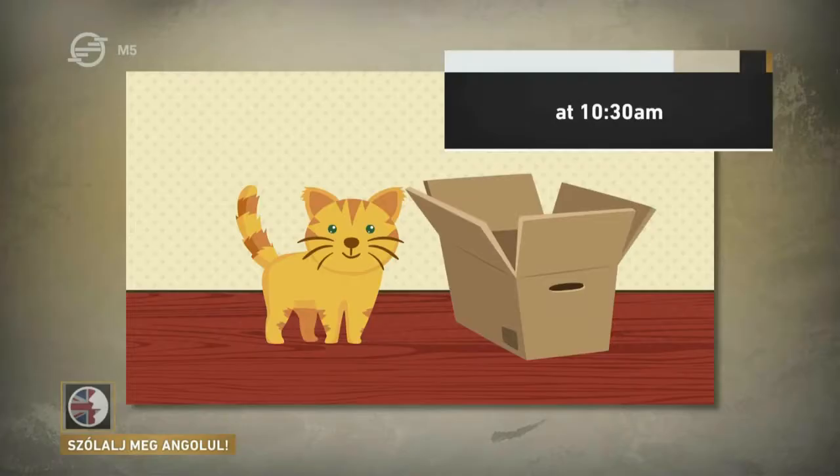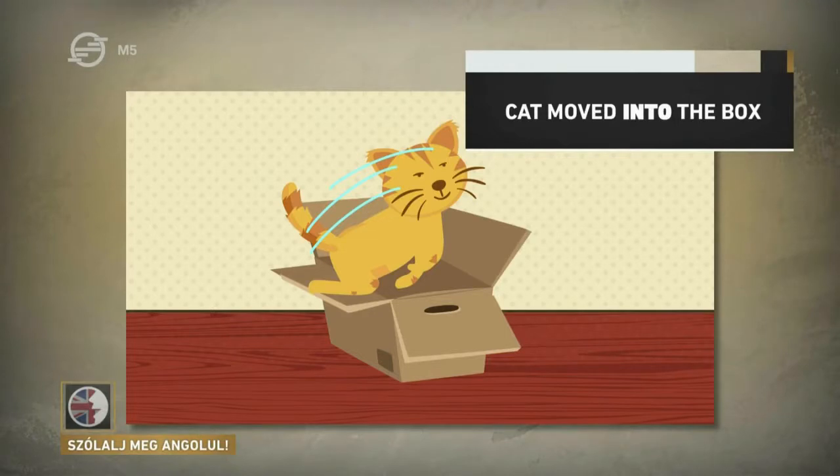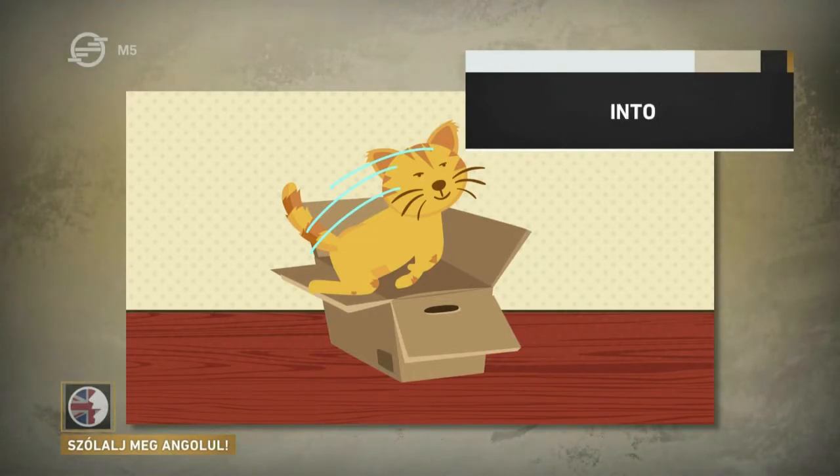Okay. But what if we want to describe how the cat moves? At 10:30 a.m., the cat was on the floor. At 10:31 a.m., the cat is in the box. Okay. What happened? Well, what happened was that the cat moved into the box. Into is a preposition of movement. It's the same idea as in, but with movement.